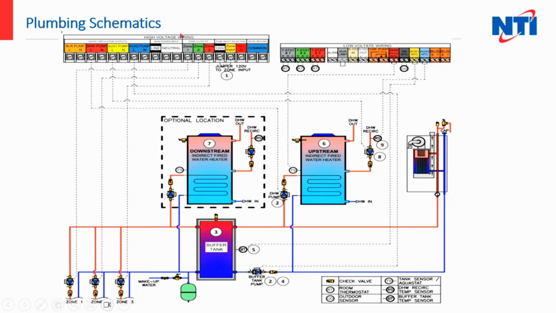And what that means is you're going to go into aux2 settings. You're going to set the pump to a buffer tank pump. When the temperature of the buffer tank is less than the set point that you've chosen in your boiler controller, this pump is going to run.